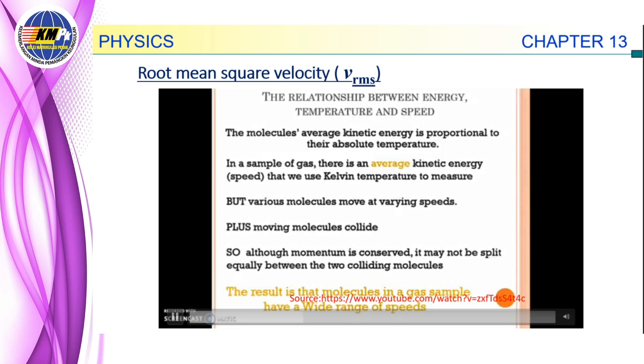So this is where the starting point comes from. The average kinetic energy is how we measure temperature, but there's a whole lot more going on with the molecules than just that one temperature, that one average speed.